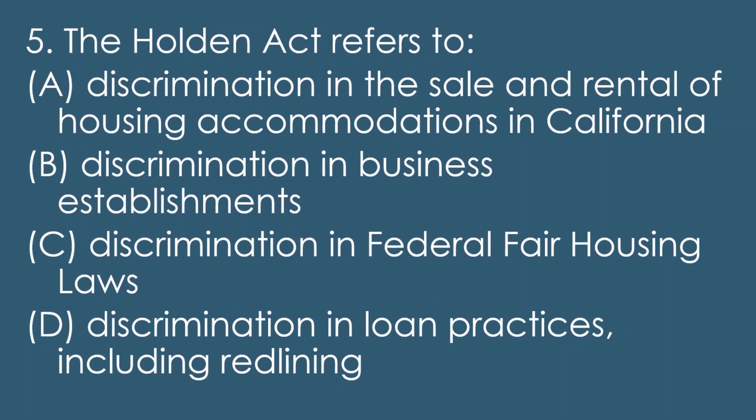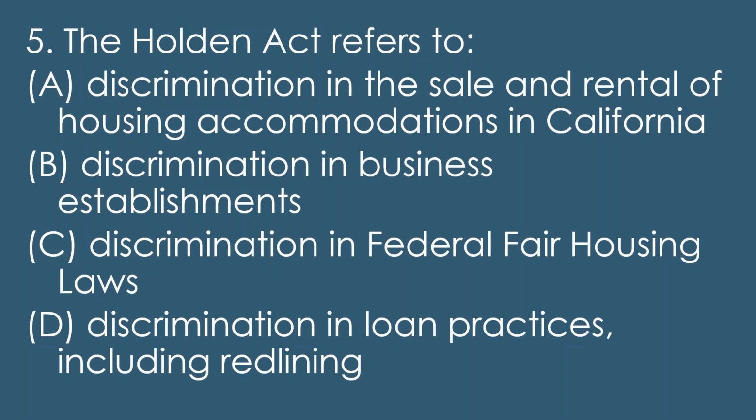And 5, the Holden Act refers to A, discrimination in the sale and rental of housing accommodations in California, B, discrimination in business establishments, C, discrimination in federal fair housing laws, D, discrimination in loan practices, including redlining. Okay, so when we're talking about federal or fair housing laws, because remember, these are state-specific in California fair housing.